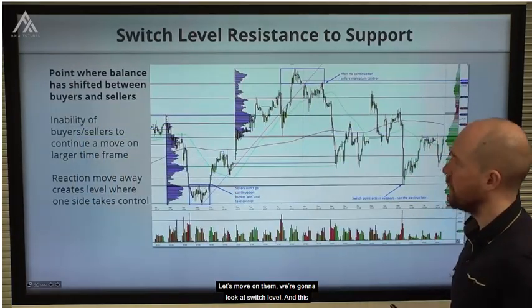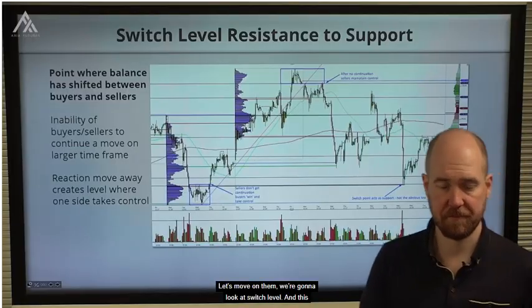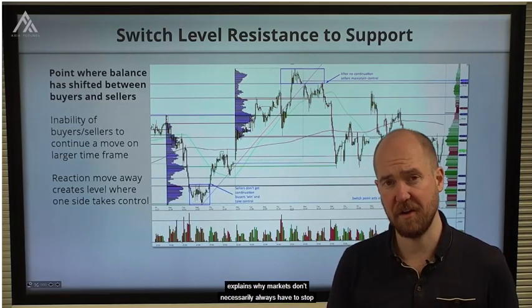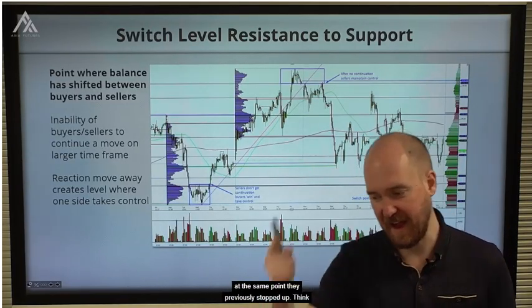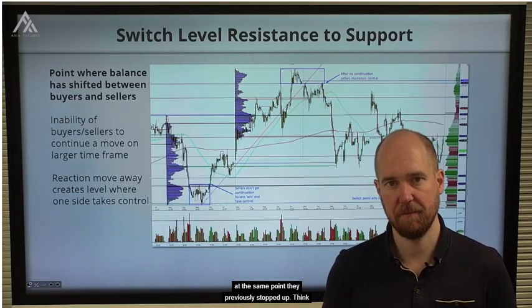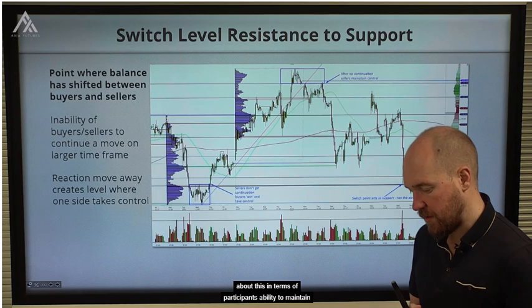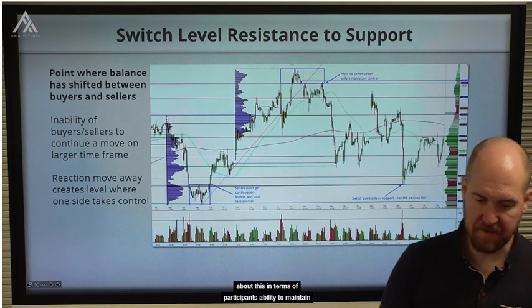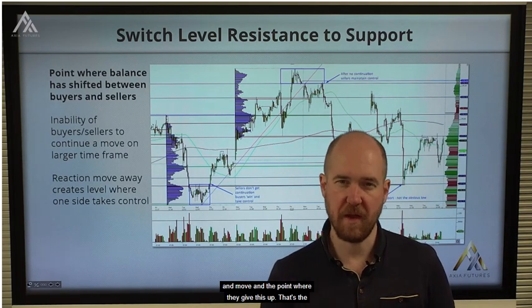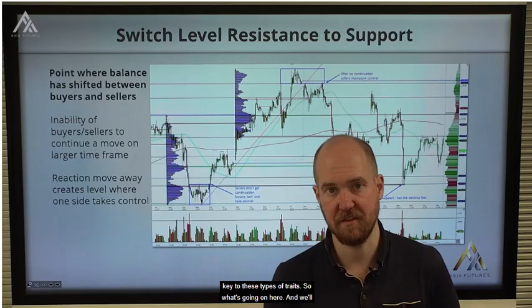Let's move on then. We're going to look at switch level. And this explains why markets don't necessarily always have to stop at the same point they previously stopped at. And think about this in terms of participants' ability to maintain a move and the point where they give this up. And that's the key to these types of trades.